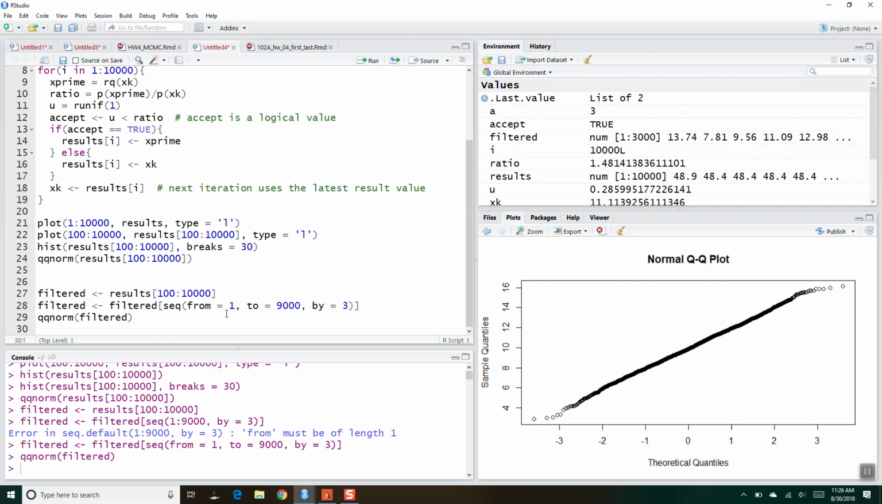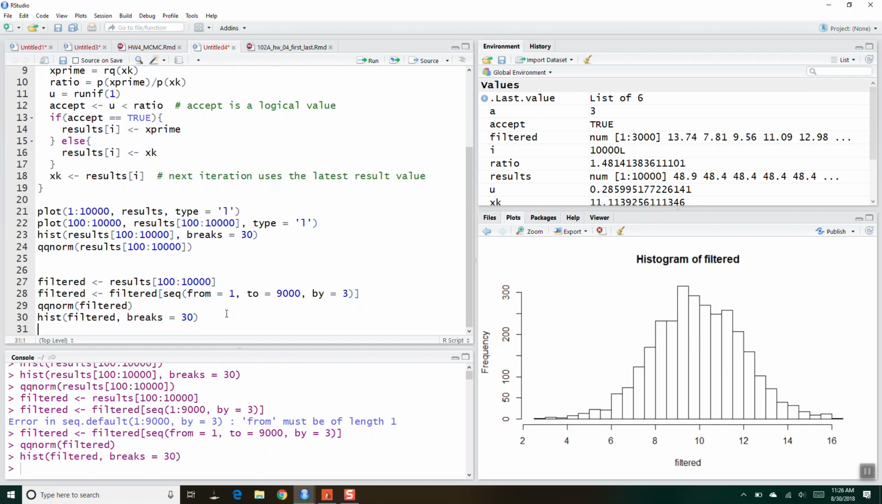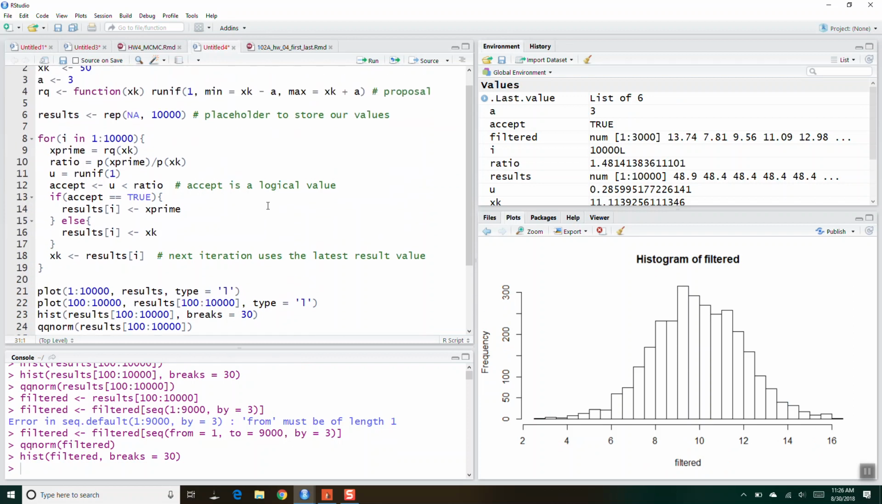Take a look at our histogram of our filtered results. Yeah, it's hard to say, but that's what we have there. Okay. But overall, this is just the Metropolis algorithm. You propose a value, and then you use this acceptance ratio to decide whether or not to accept the proposed value. And if you don't accept it, you use your current value again. Okay.